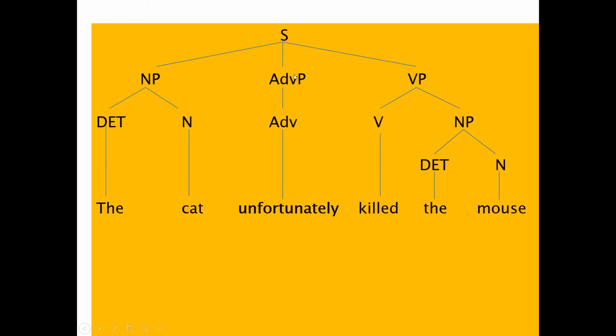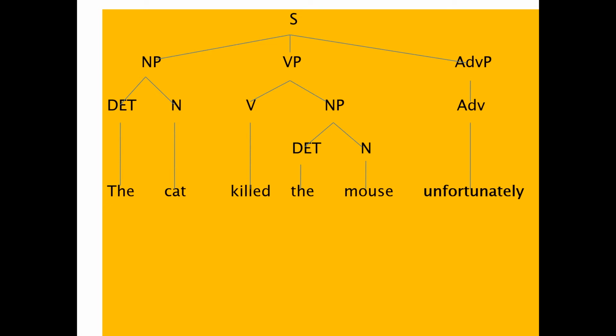So what if the adverb comes finally? We will say sentence, noun phrase, verb phrase, and then adverb phrase, and so on. So we have noun phrase, verb phrase, and then adverb phrase. Things are very clear, and we have to follow the same rule here.